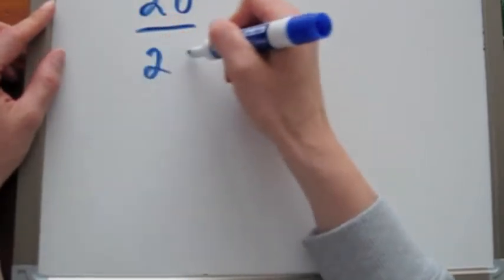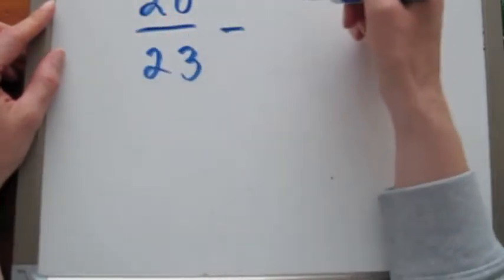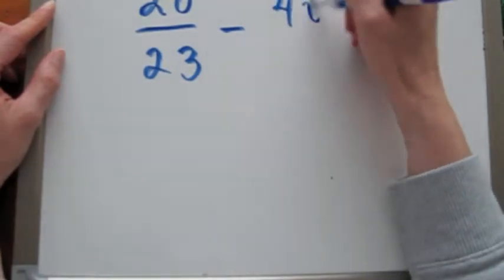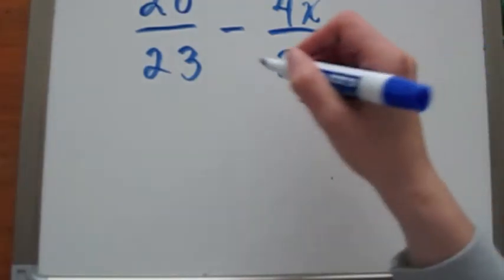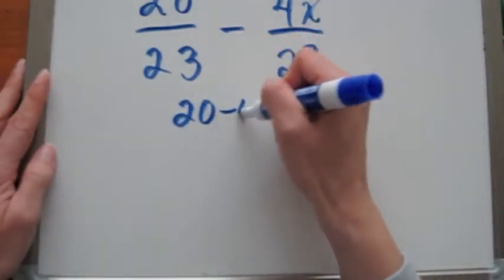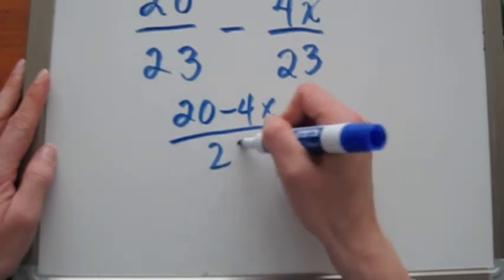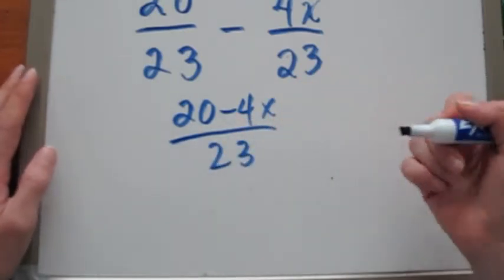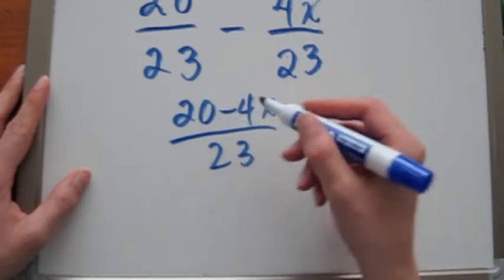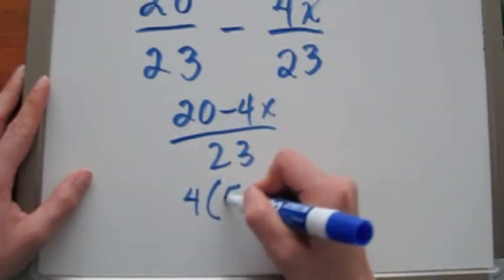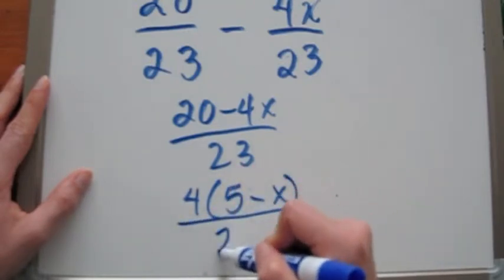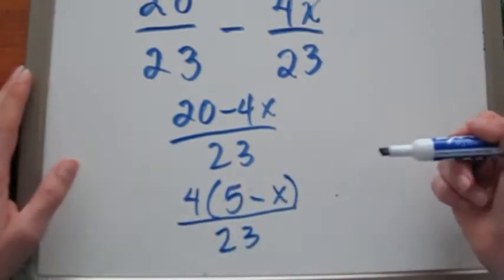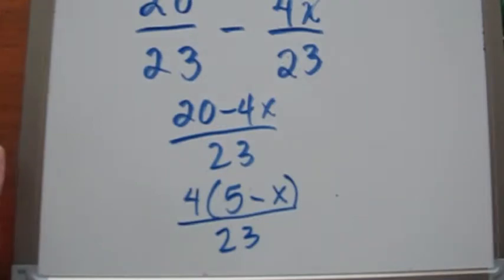The next example we'll look at will be 20 over 23 minus 4x over 23. Again, since the denominators are the same, you simply combine the numerators. Remember, since you're subtracting, that other numerator is negative. It'll be over 23. This one so happens I can factor the numerator. So I look at 20 minus 4x. The GCF I can take out is 4. The remaining factors are 5 and negative x, and that will be over 23. If that 23 were something that could be divided by 4, I could simplify that even further.